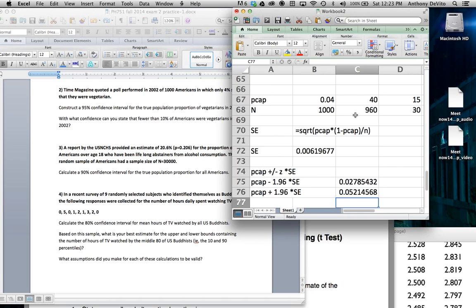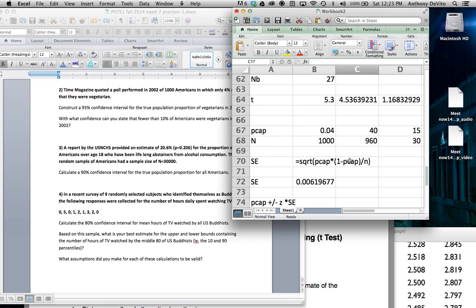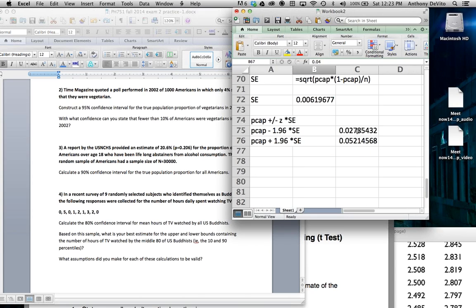So the sample results show that 40 out of 1,000 people said they were vegetarian, 4%. But that is only an estimate of the population proportion that are vegetarian. Now I know that I can be 95% certain that between 2.8 and 5.2% of the population are vegetarians. I have a little bit more grasp of what the real population mean is likely to be.